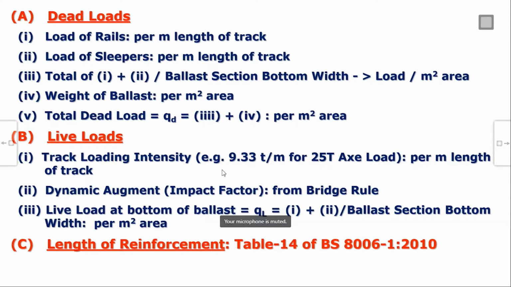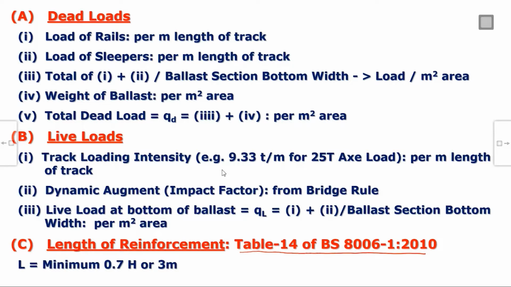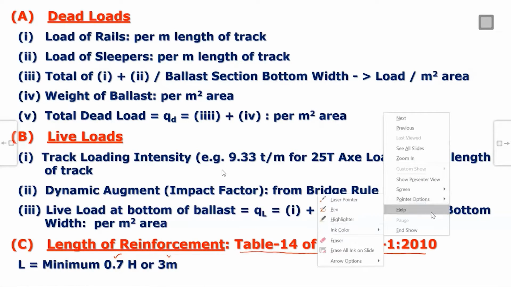First thing you have to do is decide the length of reinforcement, which will be the length of your reinforced block, which we will consider as a rigid block in external stability analysis and as the block for analysis in internal stability. This is given in table 14 of BS 8006. It says it should be 0.7 H minimum or 3 meter. If 0.7 H is less than 3 meter, then take minimum 3 meter. So to start with, we will initially take it equal to 0.7 H or 3 meter, whichever is higher.